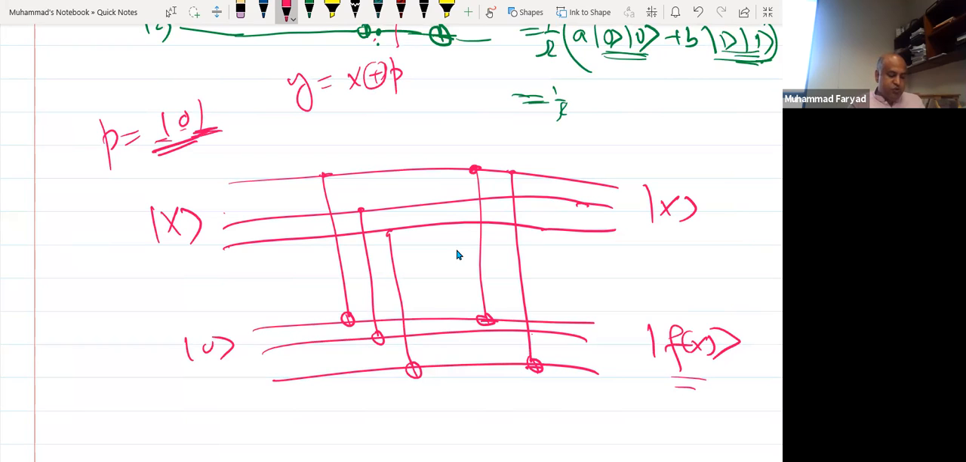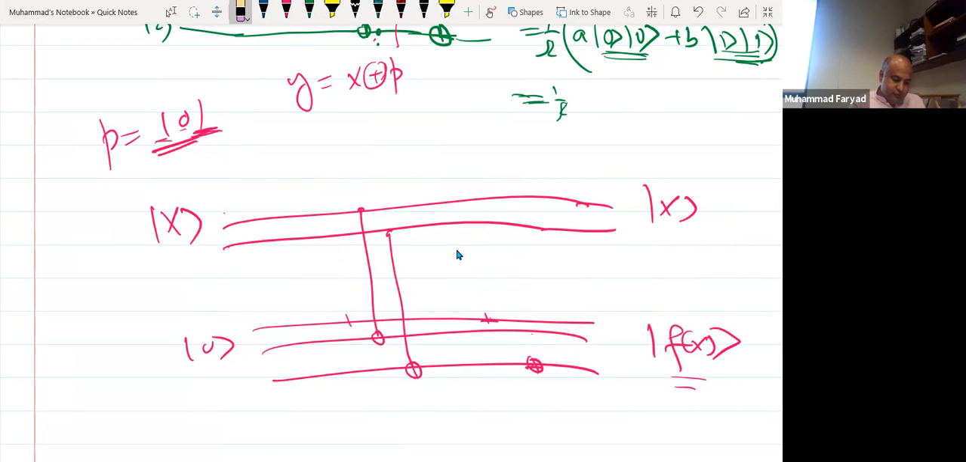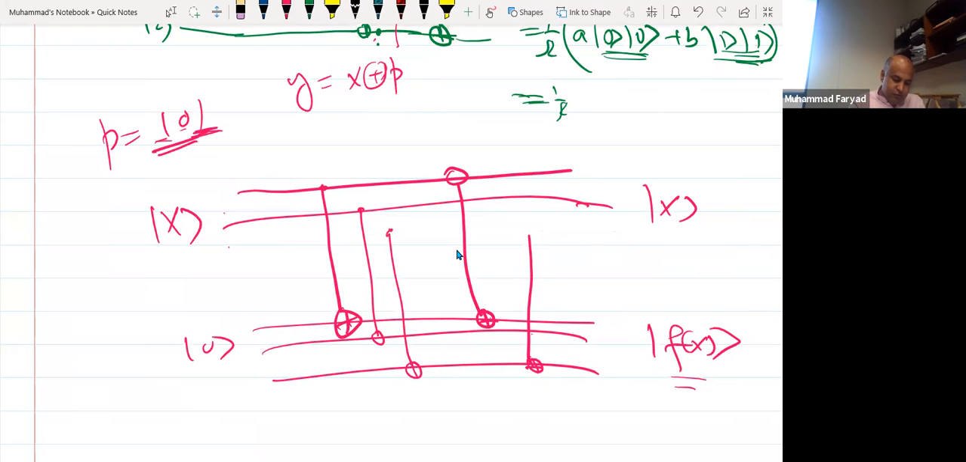Now instead of implementing the C naughts, we can implement this operation. So instead of C naught, we can implement this inverted C naught, and this will do the same job as before. The only difference is that this f of x would be different. So we will get the same f of x for the two inputs that are related by this XOR with P operation. The only difference is that now our f of x would be different.